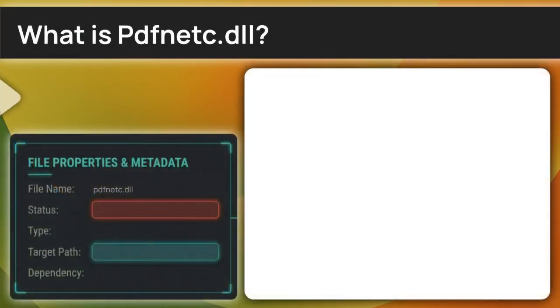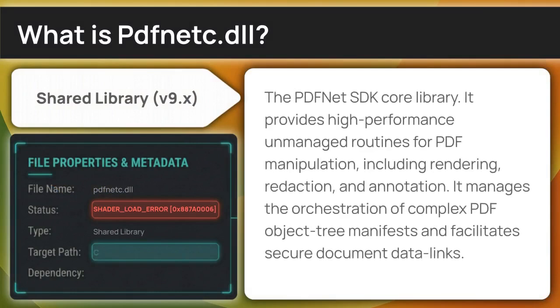This is the PDFNetc library, the PDFNet SDK core library. It provides high-performance unmanaged routines for PDF manipulation, including rendering, redaction, and annotation. It manages the orchestration of complex PDF object tree manifests and facilitates secure document data links.